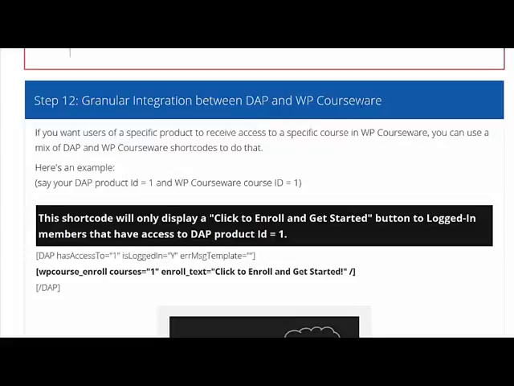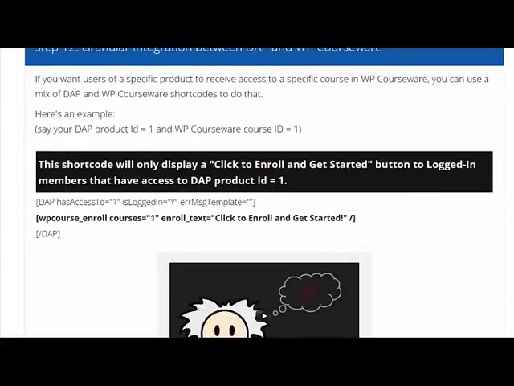Now the next step is to figure out how to do a more granular level integration between DAP and WP Courseware. And as I mentioned before, you can do that using a mix of shortcodes, DAP and WPC shortcodes. Now let me show you how to do that.